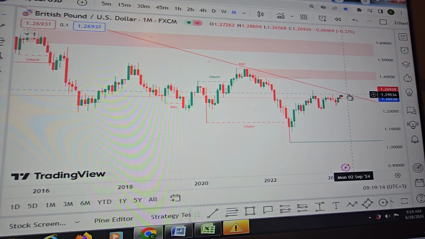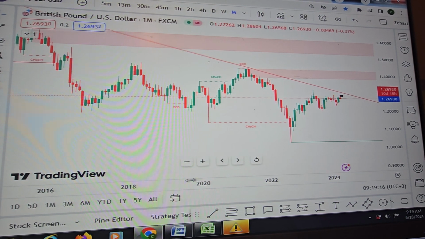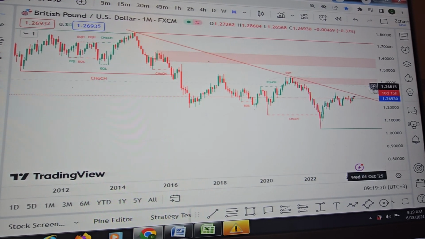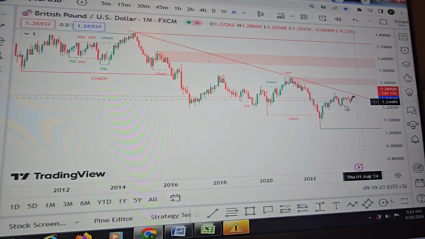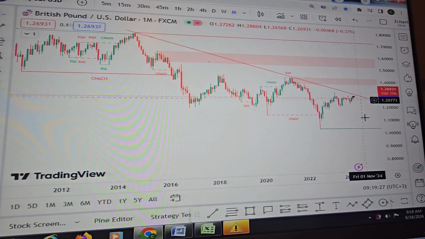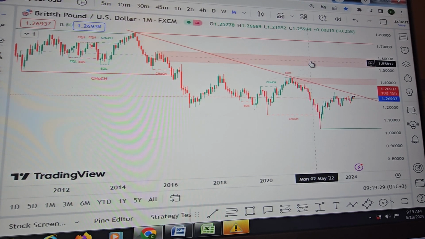From the monthly time frame, we can see price has been respecting this trend line. There's a trend line I had drawn. Price is respecting this trend line. It has tapped this trend line, and therefore we expect it to be going downwards from maybe 2022.